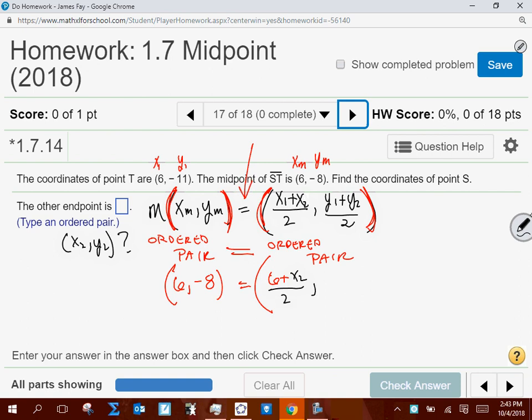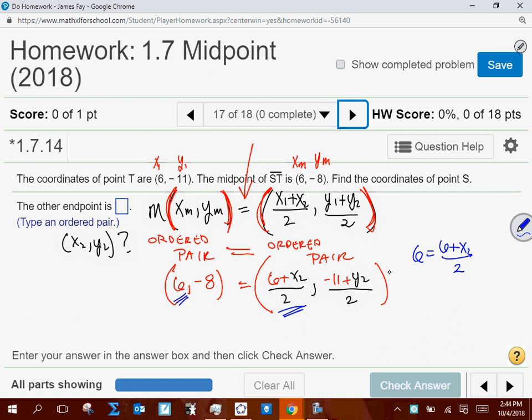And now I can go back to y1 being -11, plus then my y2, which I'm unsure about what that value is, divided by 2 then. And here's the argument. If you told me that this is an ordered pair on the left-hand side, and this stuff is an ordered pair, they have to be equal, doesn't it mean that 6 needs to be the same as that? So we write that 6 is equal to 6 plus x sub 2 over 2.